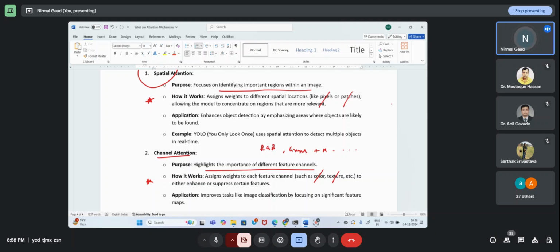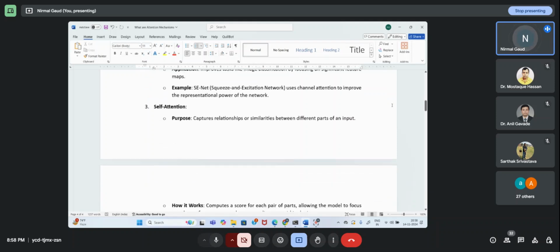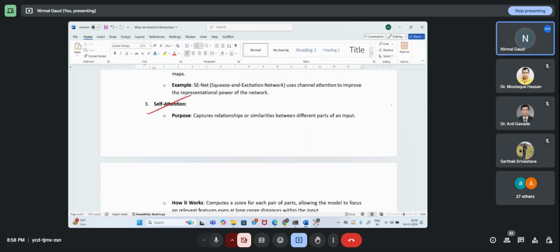And obviously, we are going to apply the attention mechanism. The formula will remain the same. That will be the formula: Q dot K transpose divided by square root of dk. I will explain that shortly. Okay, fine. So channel attention, self attention. That means it captures the relationship or similarities between the different parts of an input.